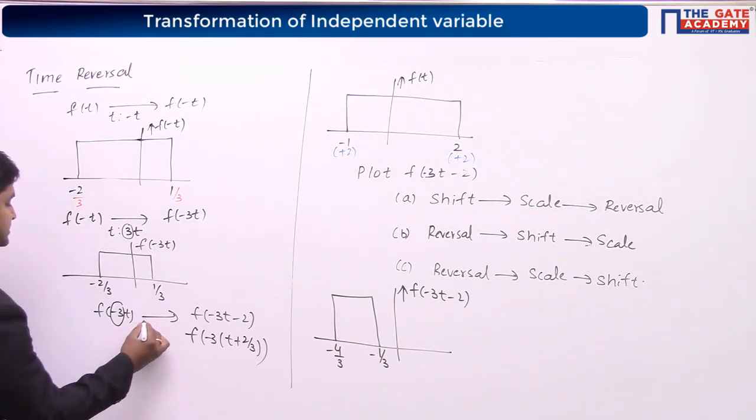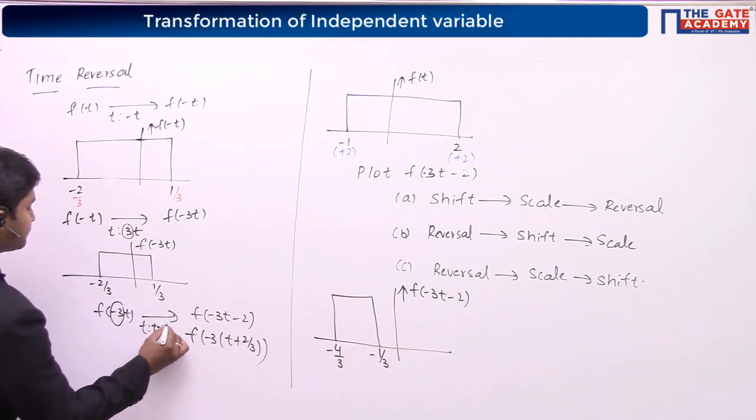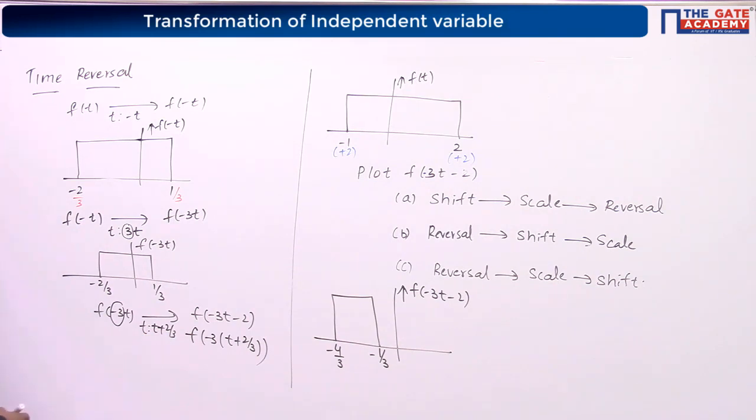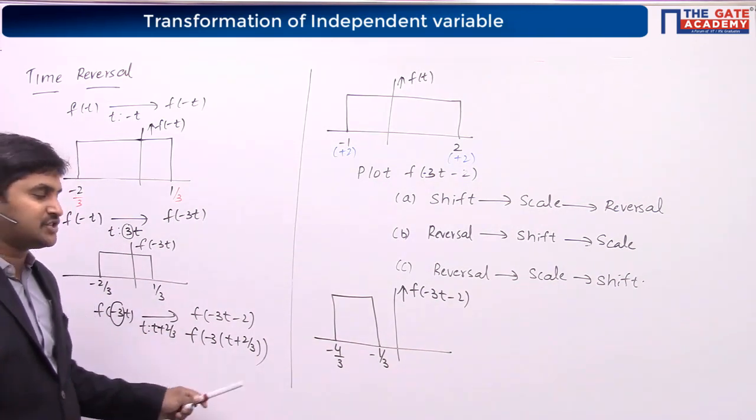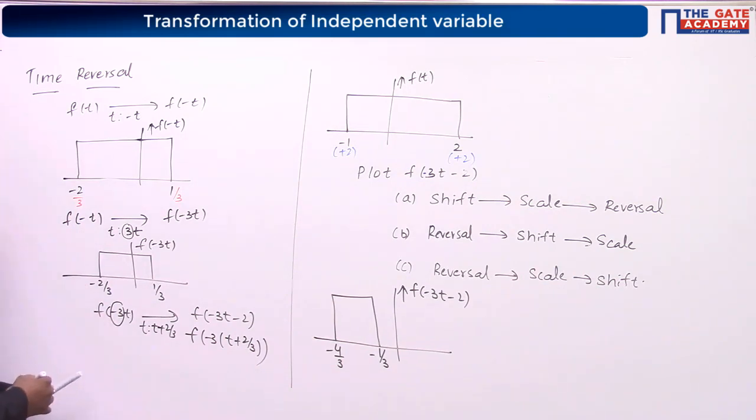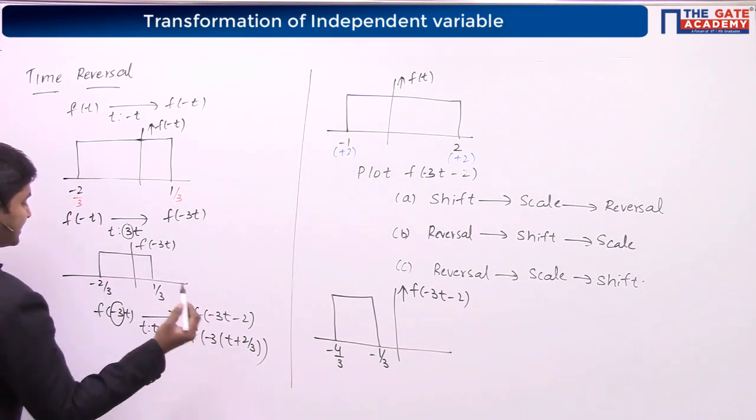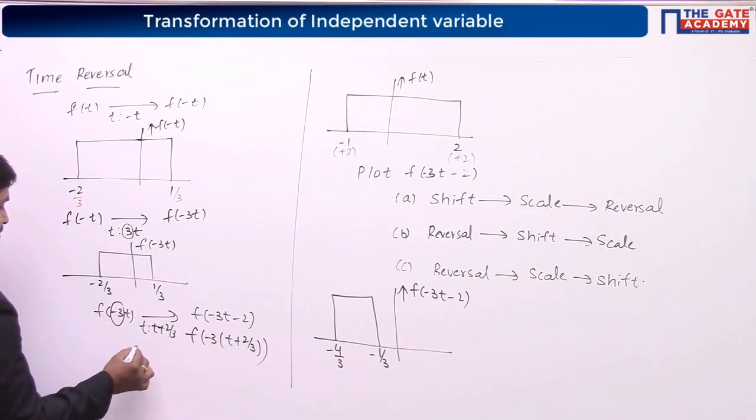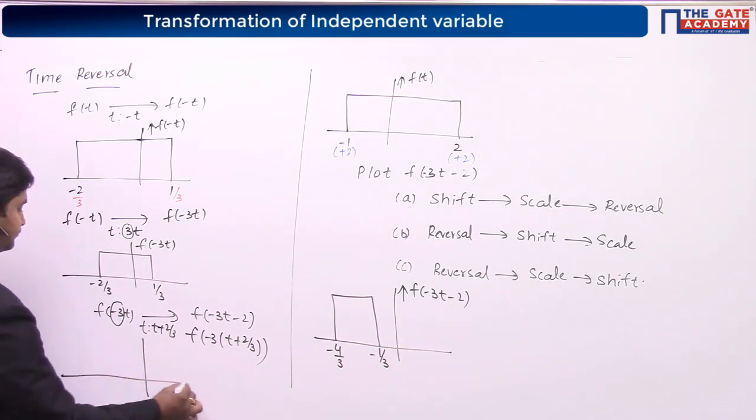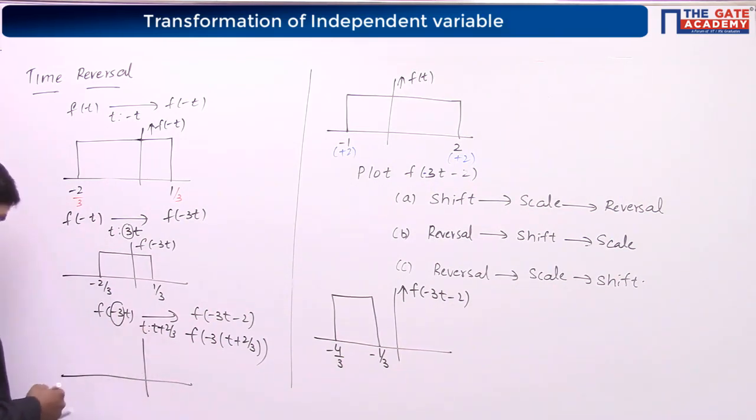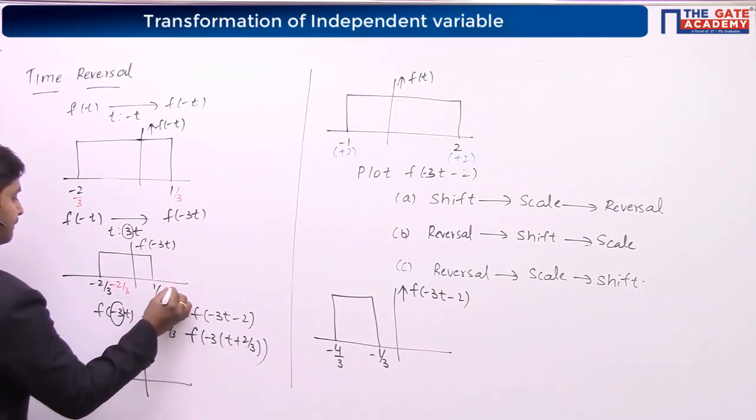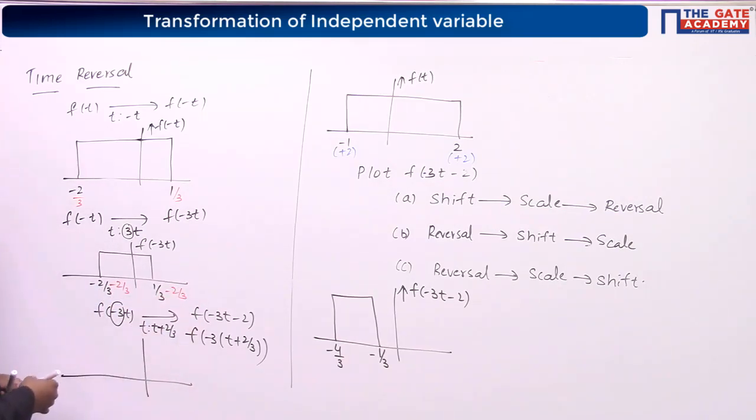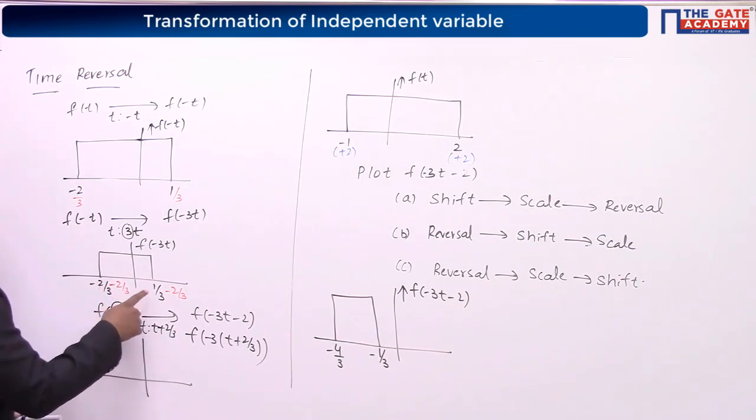Right? So now the operation that I have to perform is t becomes t plus 2 by 3. So it's an advancing operation. Isn't it an advancing operation? So plus indicates an advancing operation here. So when I advance it by 2 by 3, it will go from minus 4 by 3 to minus 1 by 3.